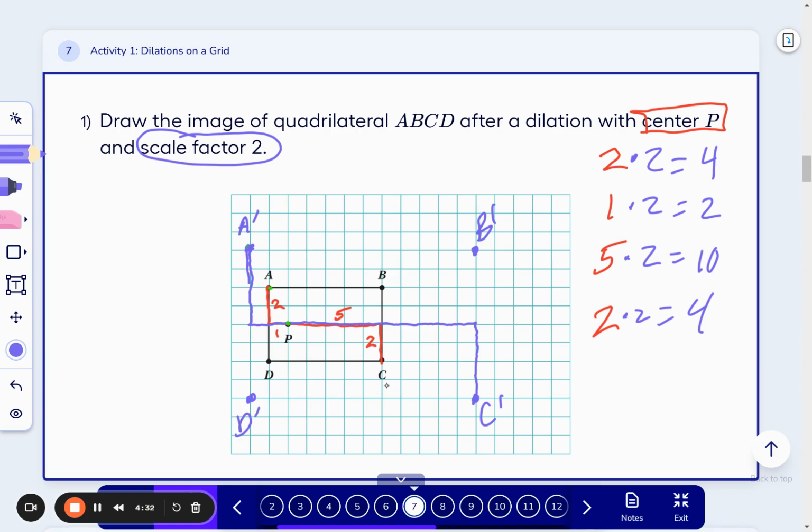So then we end up with this rectangle. That would be our image. The image is A prime, B prime, C prime, D prime. The pre-image is A, B, C, D.